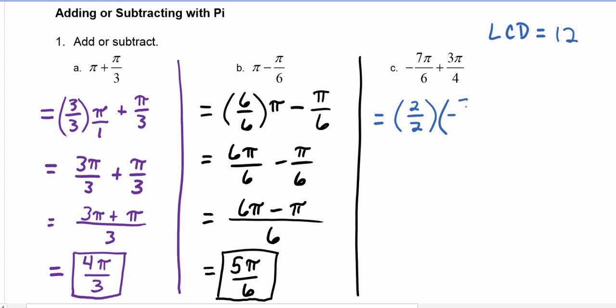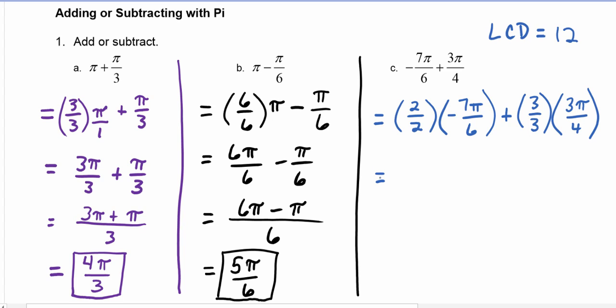So we take that times negative 7 pi over 6. And this second fraction, to get the denominator to be 12, we're going to have to multiply by 1 in the form of 3 over 3. So we take that times the 3 pi over 4. And now this first fraction, right, numerator times numerator is negative 14 pi. Denominator times denominator is 12. In the second piece, we've got numerator times numerator is 9 pi. Denominator times denominator is 12.